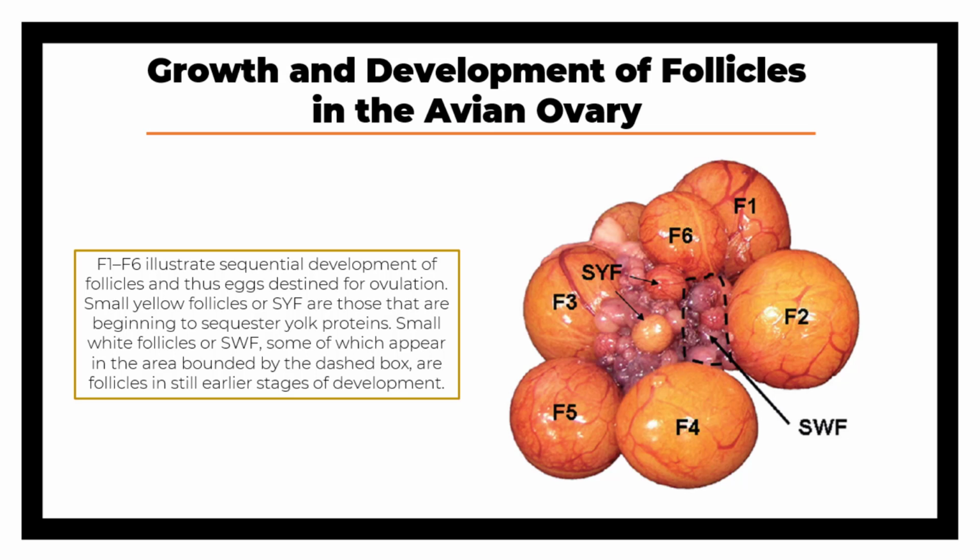Small yellow follicles, or SYF, are those that are beginning to sequester yolk proteins. Small white follicles, or SWF, some of which appear in the area bounded by the dash box, are follicles in a still earlier stage of development.